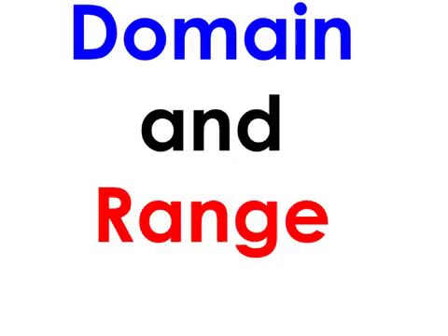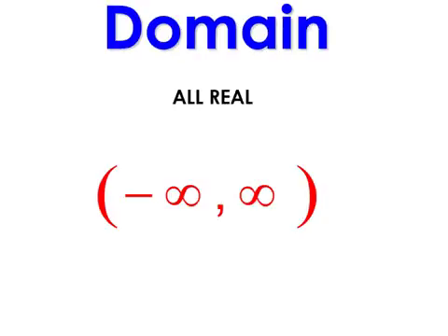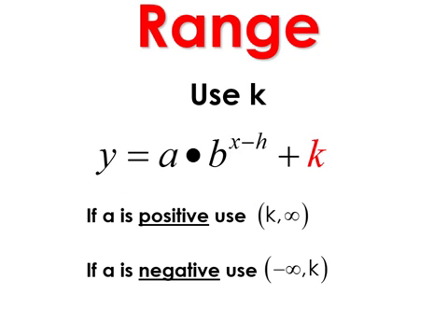Next, let us talk about the domain and range of exponential functions. For all exponential functions, the domain is all real numbers. You can either write all real numbers or use interval notation. Let's look at the range. When we are finding the range of exponential functions, we have to look at k. If our a value is positive, then our range will be from k to positive infinity. And if the a value is negative, then our range is from negative infinity up to k.